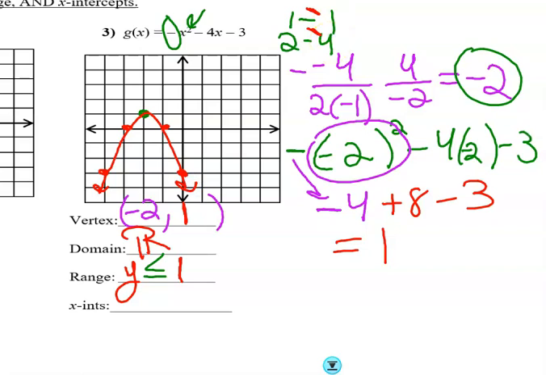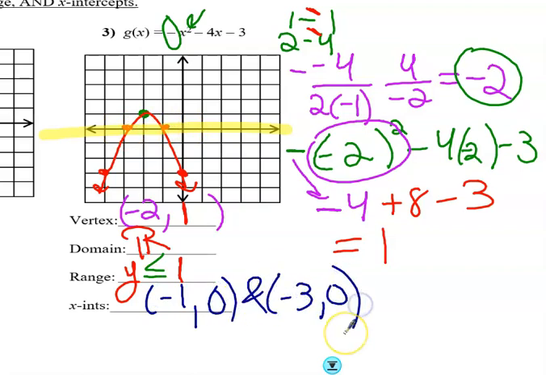Now, where does it cross that x-axis, y'all? It crosses at negative 1 and 1, 2, 3, negative 3. So negative 1 and negative 3. Okay, so the 1 through 3 are done.